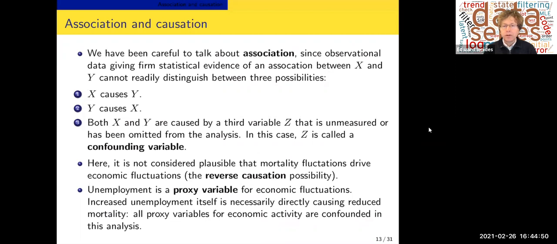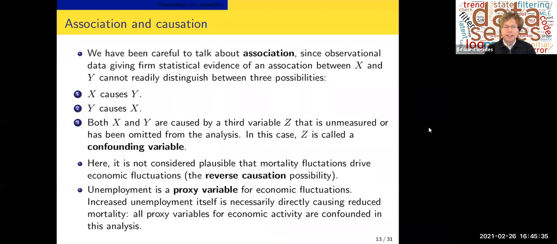It could be that they're both caused by a third variable, Z. Z is some unmeasured variable, or measured but omitted from the analysis. Z is called a confounding variable. And apart from 1, 2, and 3, really the only other possibility is that the association is a coincidence. And that is exactly what the hypothesis test does. A statistical hypothesis test will rule out the possibility that it's a coincidence, but it can't readily tell you about which of 1, 2, and 3 might be going on.